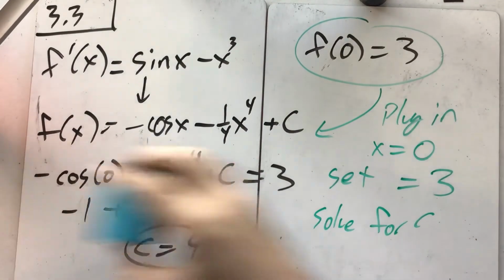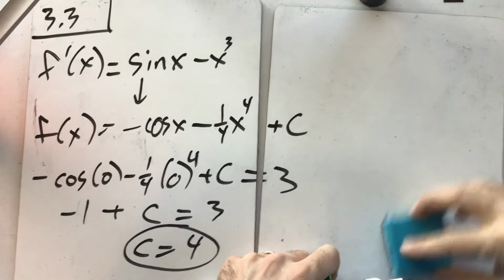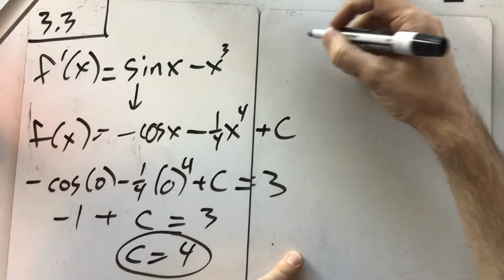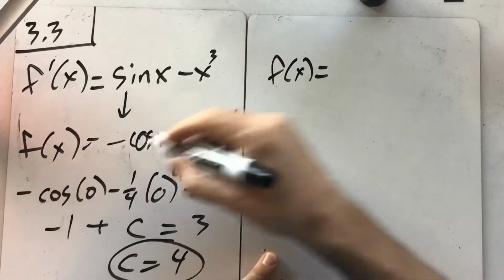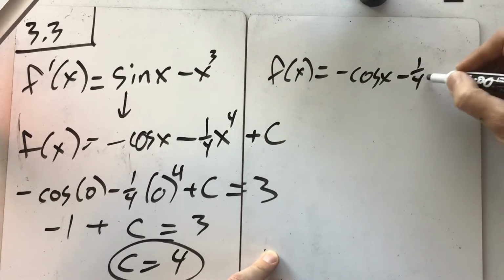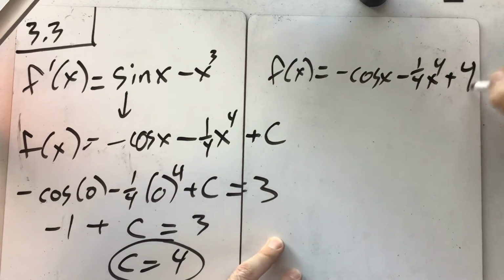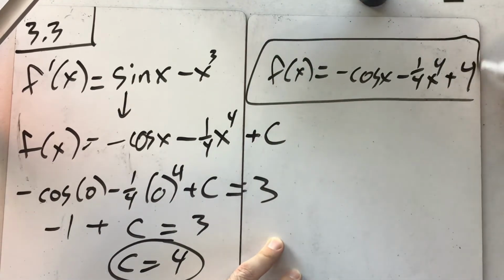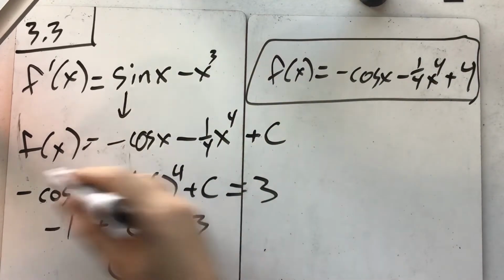So since c is 4, I can now write down nicely and neatly what my final answer is. My answer is f of x equals negative cosine of x minus 1/4 x to the fourth plus, and c is 4, so plus 4. So now, instead of having a plus c for my answer, I know what that constant is. I know which number gets added on, and it's the number that makes this equation true.